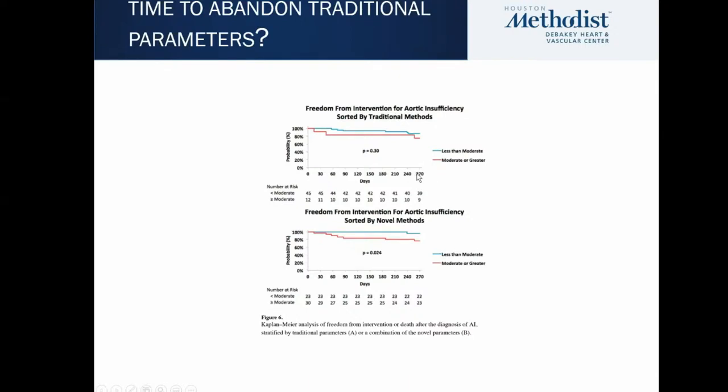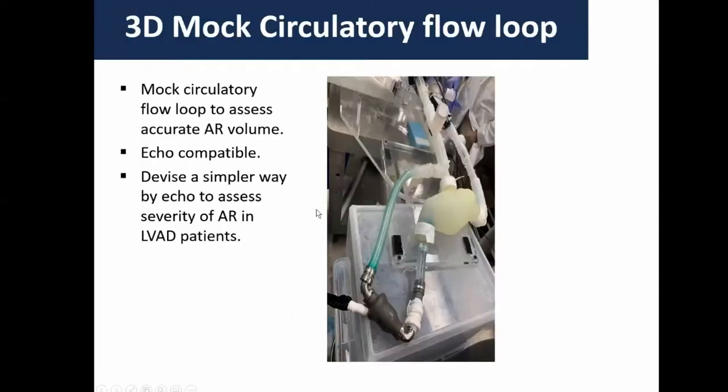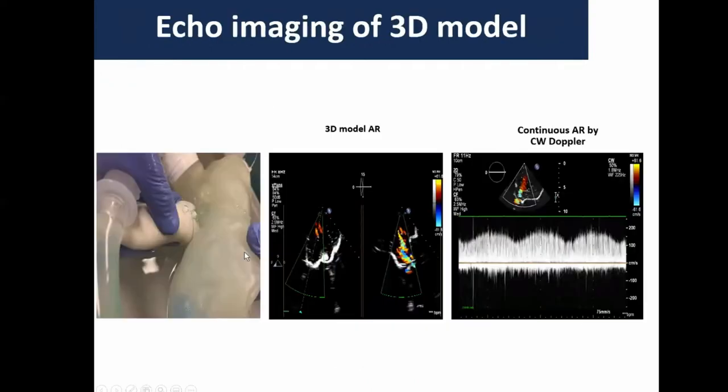So is it time to abandon the traditional parameters? And that is a question that is bothering a lot of us heart failure cardiologists. However, to answer this question, in our own lab, we created a mock circulatory flow loop, which is echo compatible. And what we're trying to assess is accurate aortic regurgitation volume and then quantifying our echo parameters.